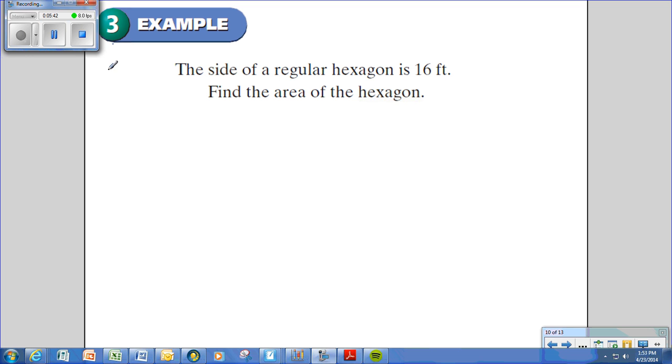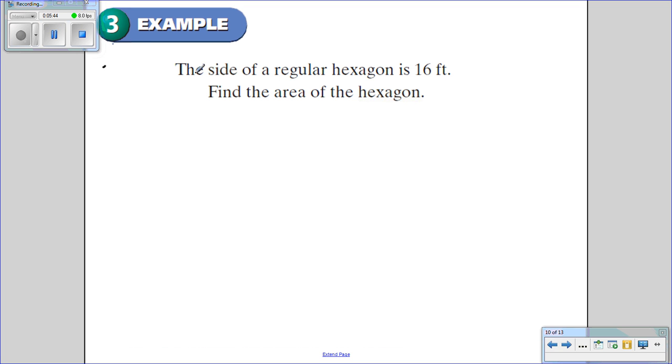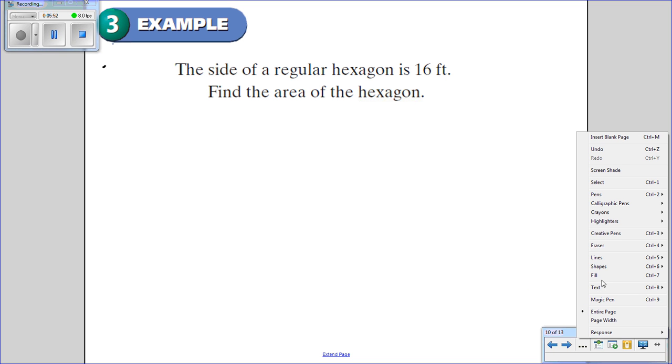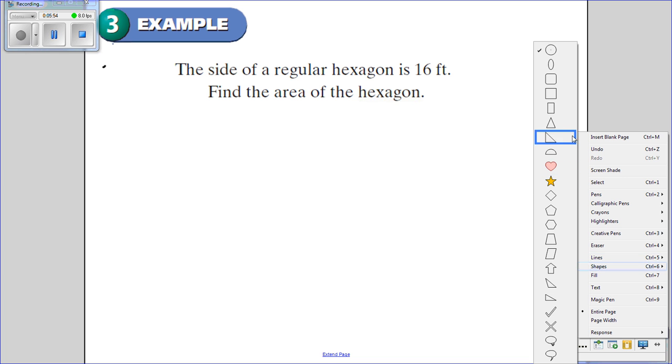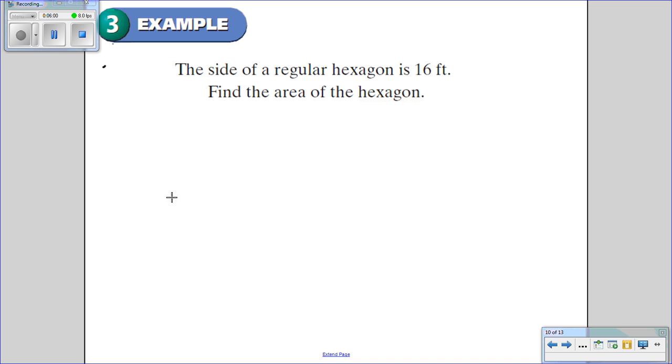The next example, we have example 3 here. It says the side of a regular hexagon is 16 feet. Find the area of the hexagon. So first thing I want to do is let's get a regular hexagon going here. Do I even have a hexagon in here? Here we go. So let's try to make a regular hexagon. That looks good.